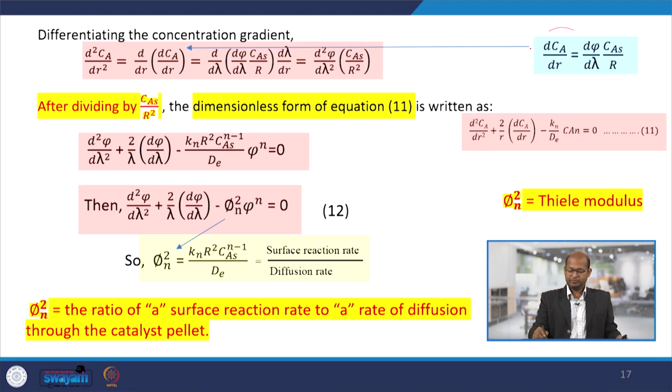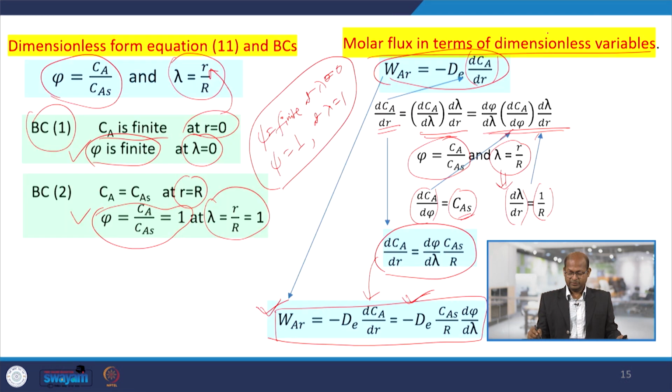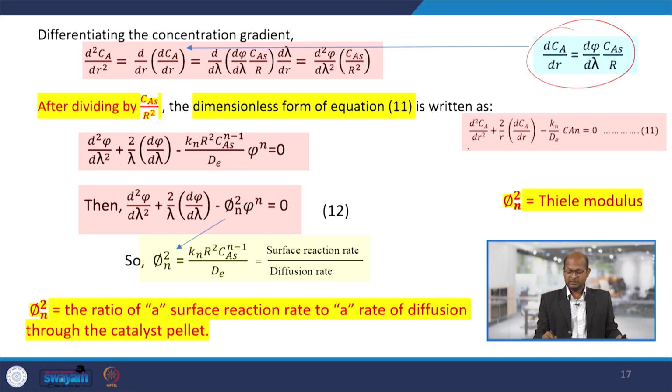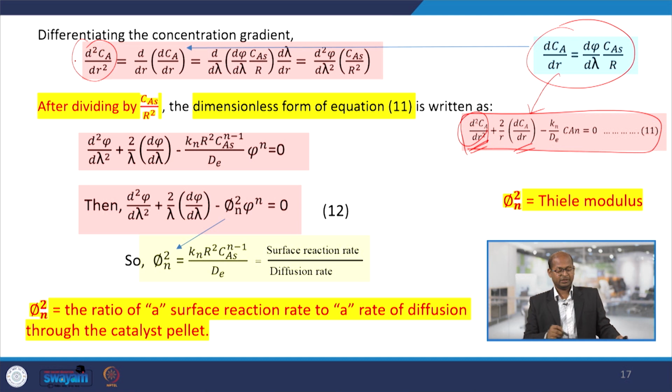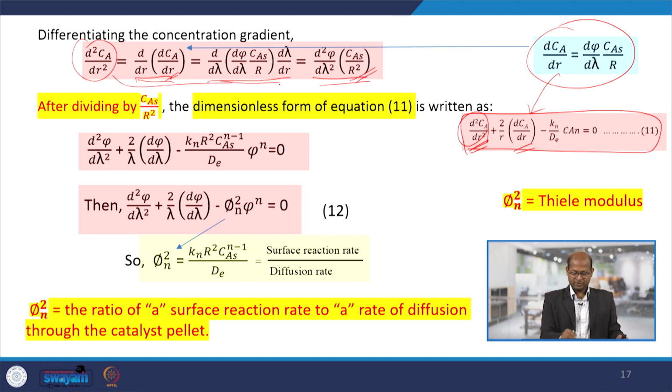Now we have developed dCA by dr in dimensionless form, and this is our second order differential equation. We need dCA by dr, which we have developed. This component is required, so we split it up, substitute dCA by dr here, and differentiate to get d2 phi by d lambda square equal to Cs by R square. Now we can substitute this here, and dCA here.